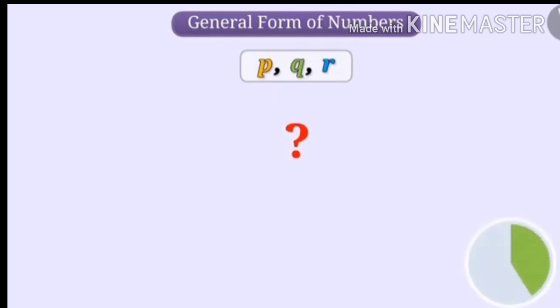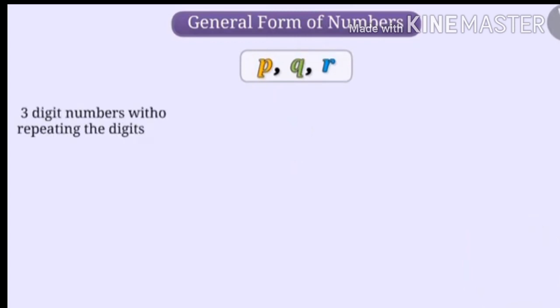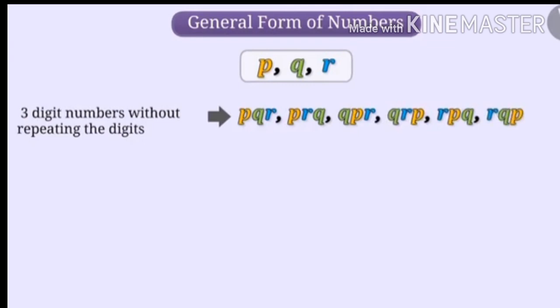Now look at these digits. Can you make a number from these digits? Think for a while. We can make 3-digit numbers using these digits without repeating. PQR, PRQ, QPR, QRP, RPQ, RQP in this way.